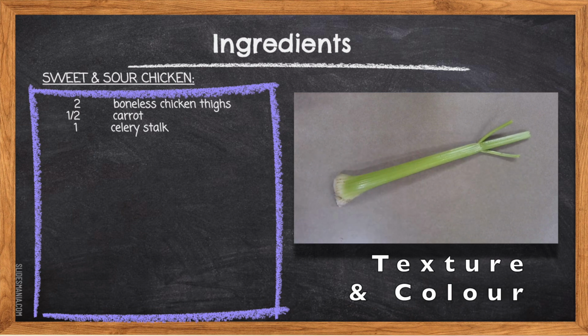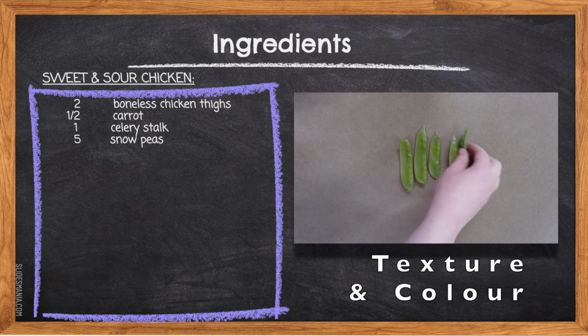1 celery stalk. Celery add a crunchy texture as well as a splash of color to our stir fry. The great thing about celery is it's loaded in fiber as well as a few vitamins. However, it takes more energy for you to digest celery than you get from eating it.